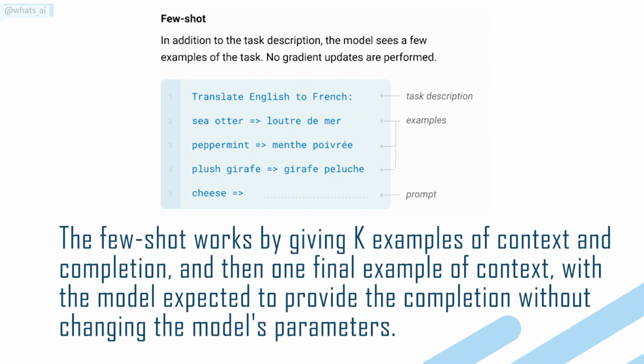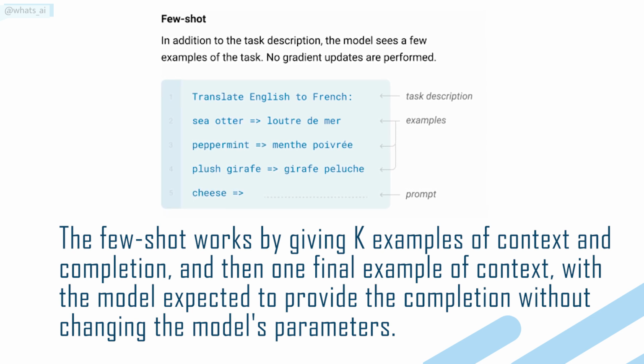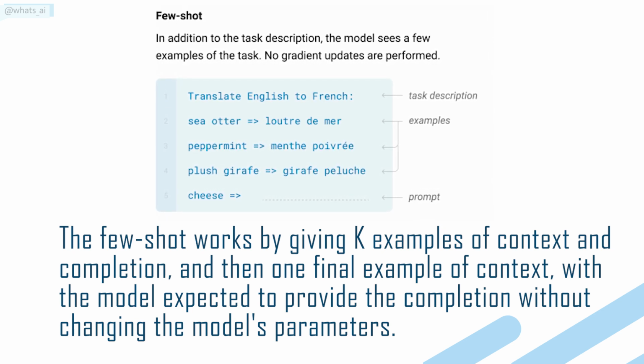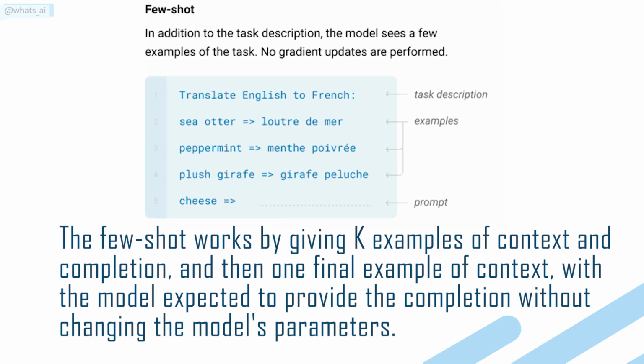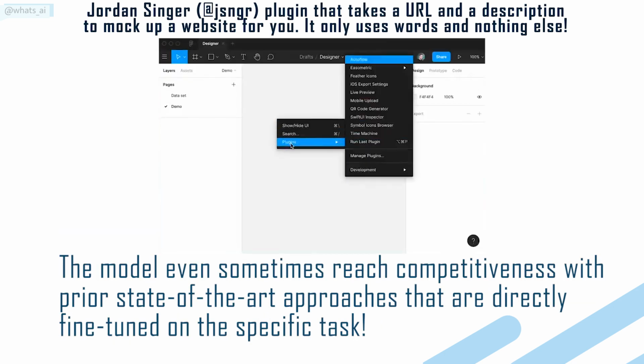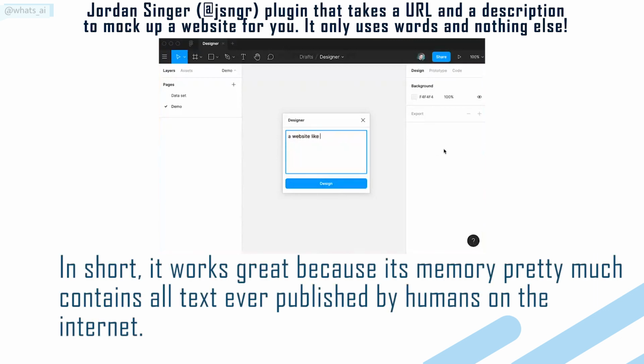The few-shot works by giving k examples of context and completion, and then one final example of context, with the model expected to provide the completion without changing the model's parameters. The model even sometimes reaches competitiveness with prior state-of-the-art approaches that are directly fine-tuned on the specific task. In short, it works great because its memory pretty much contains all text ever published by humans on the internet.